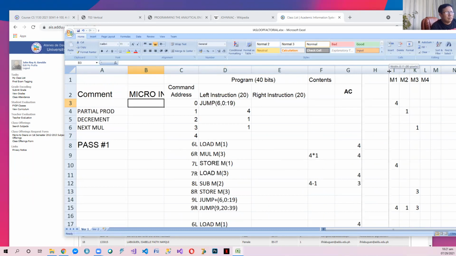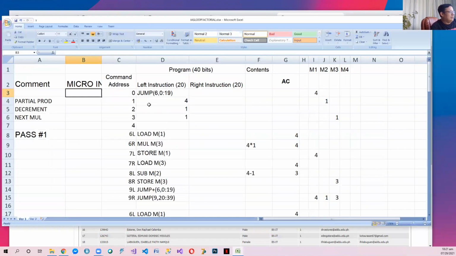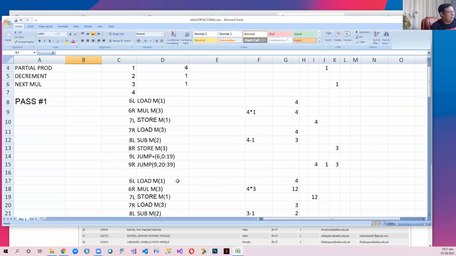Trying to figure out how to fit this in on screen. It fits now, right? So yeah, this is pass number 1. This is pass number 2.